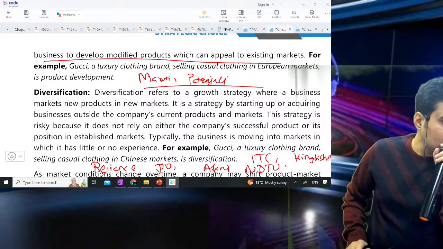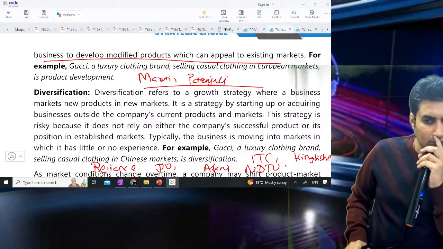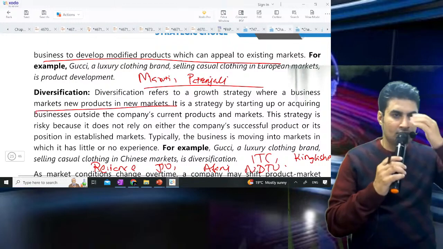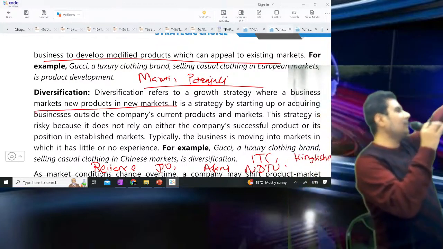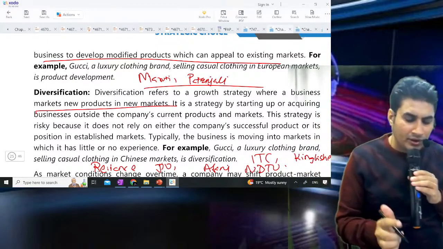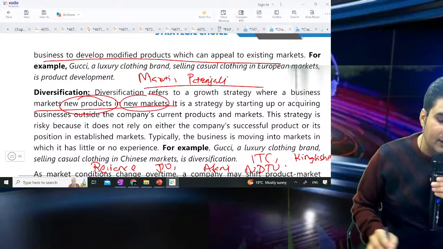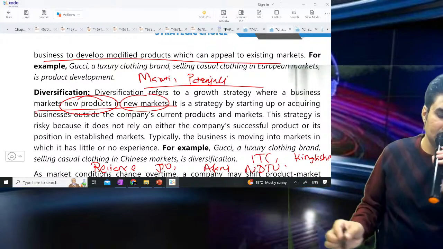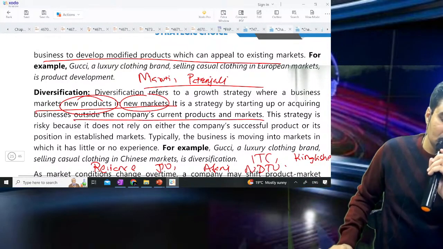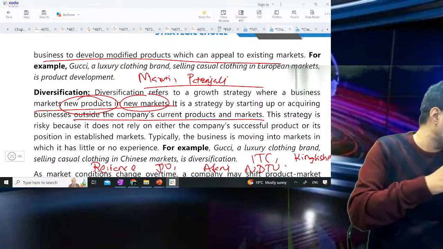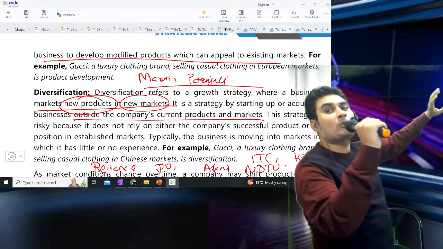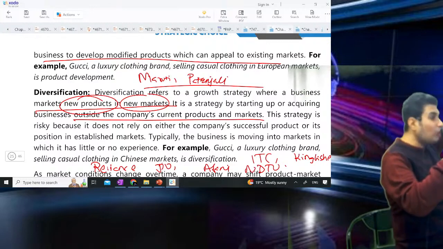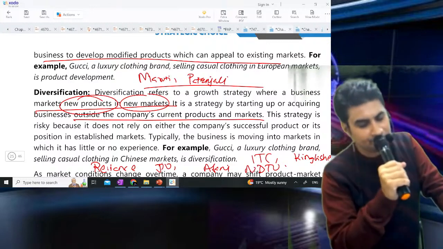Continue. Diversification. Diversification refers to a growth strategy where a business markets new products in new markets. New product, new market. Continue. It is a strategy by starting up or acquiring businesses outside the company's current products and markets. See, I am not comfortable. Understood? I am not in my market, not in my product. I am going to new markets and new products, in English, both. Continue. This strategy is risky.